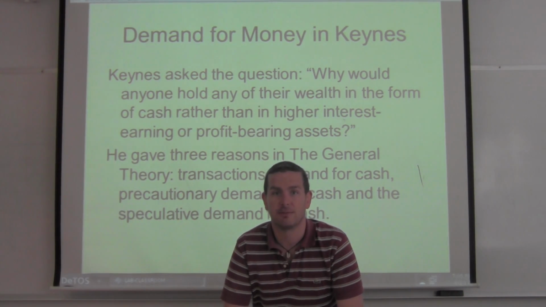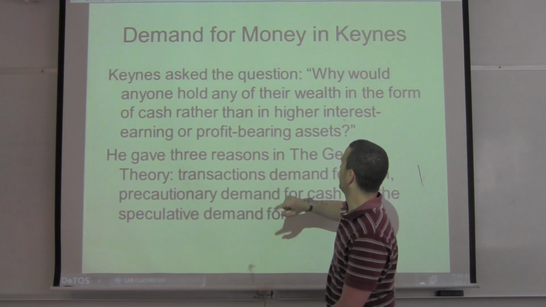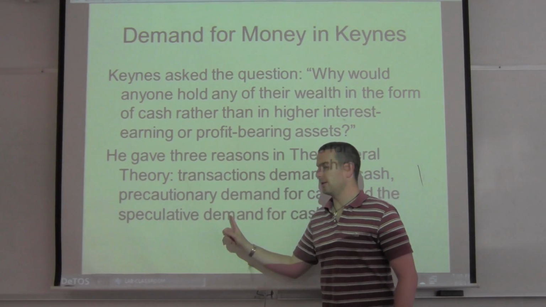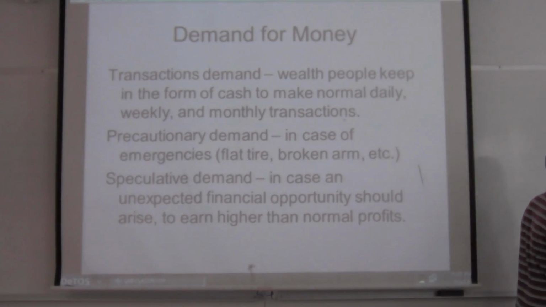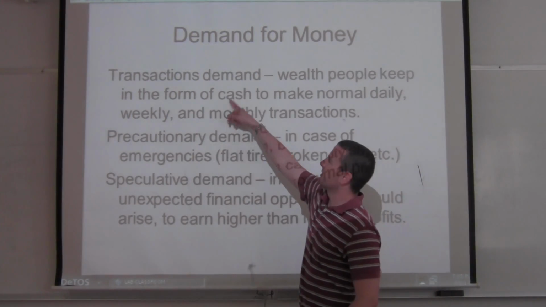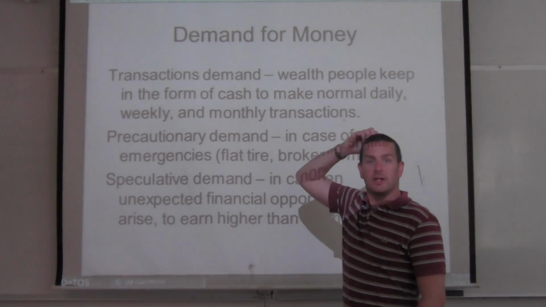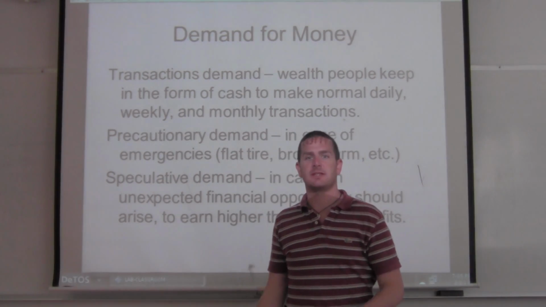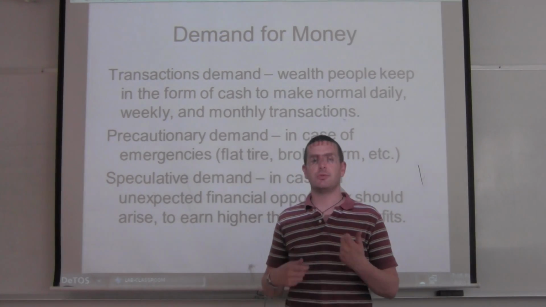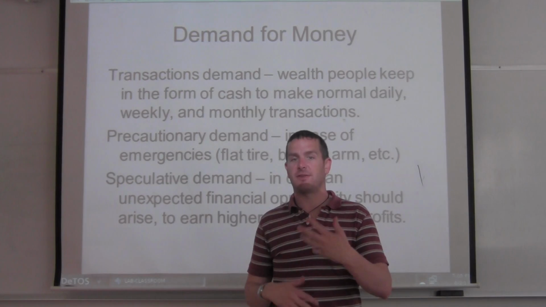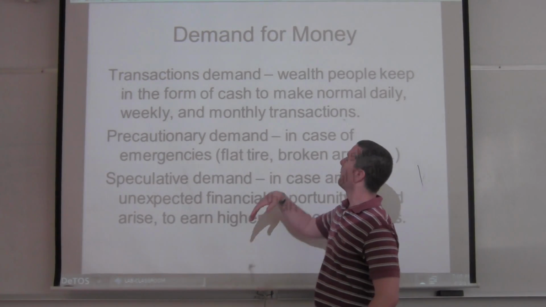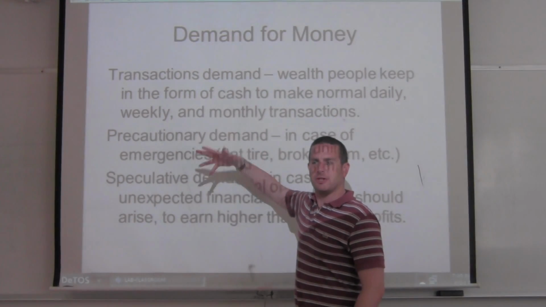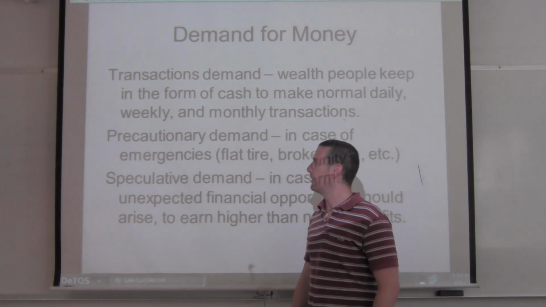There's the transaction demand, the precautionary demand, and the speculative demand. The transactions demand is just that you want to keep cash on hand. Maybe you're going to buy water bottles, some pizza, whatever. It's the amount of money you need on hand to satisfy all of your daily, weekly, or monthly transactions. It's just the amount of money you need to normally go about your business.